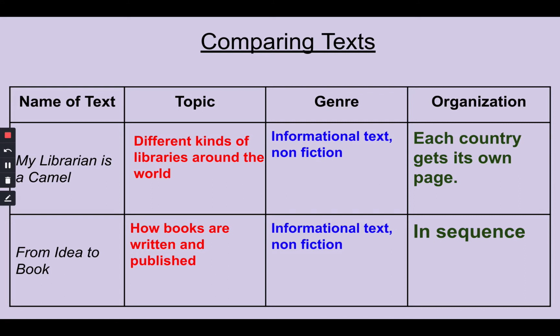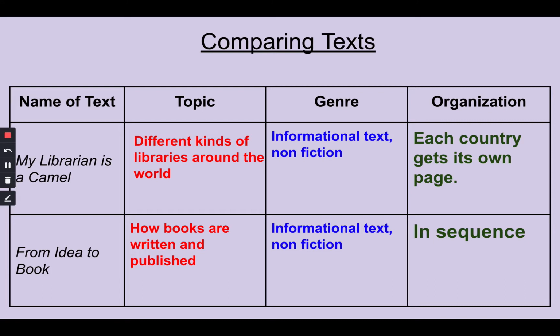One of the reasons why it's so important to compare texts using these different topics, genre, and organization is that we see what is similar, what's different, and so that we also look for the details. How did I know what the topic was? How could I understand what the genre was? How is this book organized is a really good way for me to think: beginning, middle, and end.